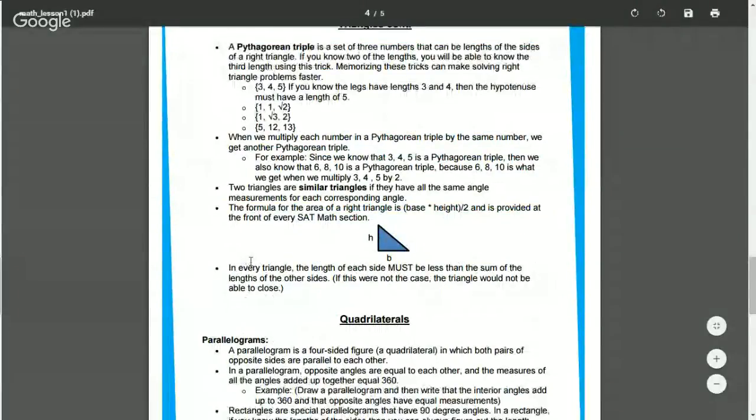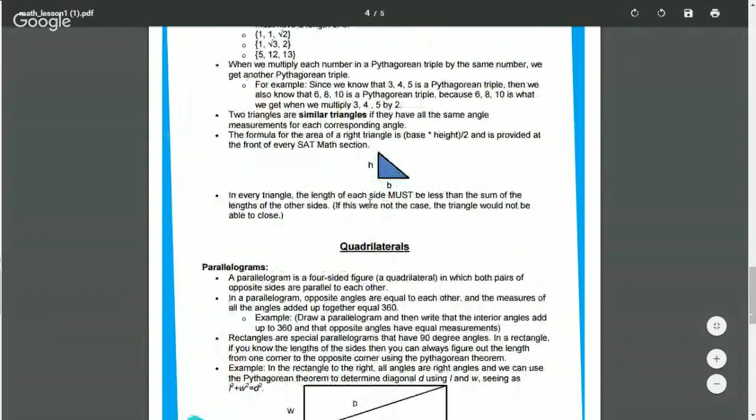In every triangle, the length of each side must be less than the sum of the lengths of the other sides. So if you look above, we have 5, 12, and 13. If you add up 5 and 12, it has to be greater than 13, like 17. So 5 plus 12 is 17, which is greater than 13, which is exactly why it works. Alright. And now quadrilaterals.